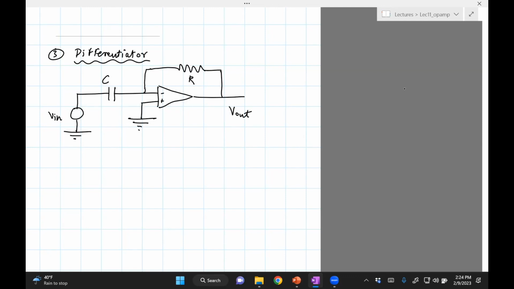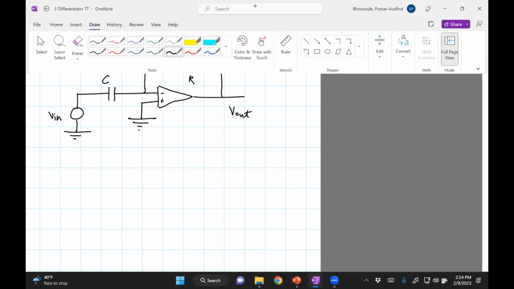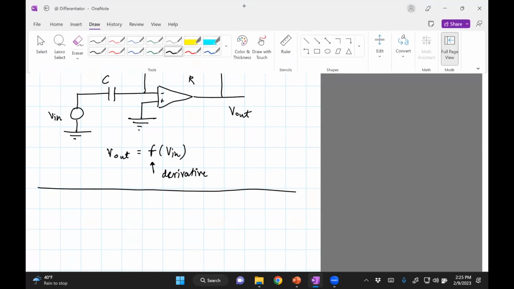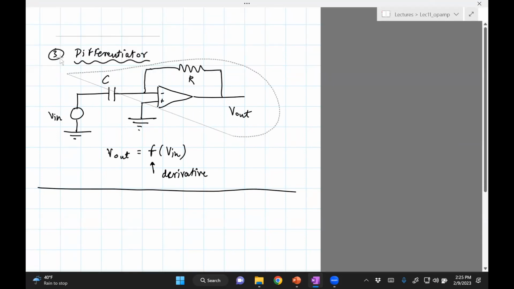Okay, so let's see how this circuit would act as a differentiator. What we're trying to do is express V out as a function of V input. Now it will not be like V out divided by V in, because there is going to be some differentiating action. So the claim is that this F will actually be a derivative. So how does it act to be a derivative? That's a derivation we'll just do. So we make a copy.